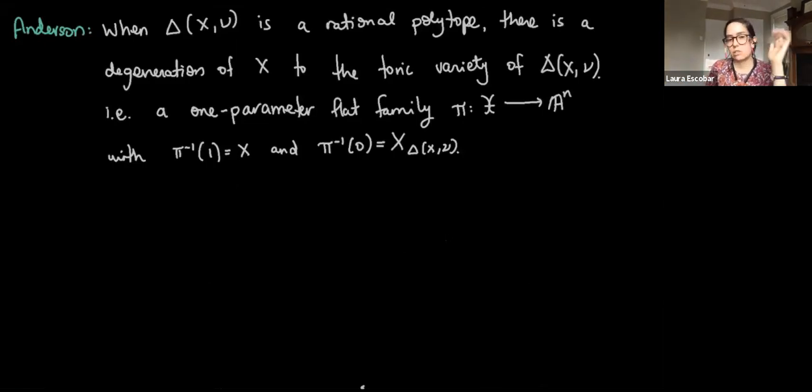To be very concrete, it's just a one parameter flat family over A1, where the generic fiber is X and the special fiber is the toric variety of the Newton-Okounkov body. And I should emphasize, as you saw, the image of the valuation is a semigroup. So you have this very nice situation where the semigroup is finitely generated. But knowing a priori, if someone gives you a random valuation, knowing if you actually have a finitely generated semigroup can be hard.